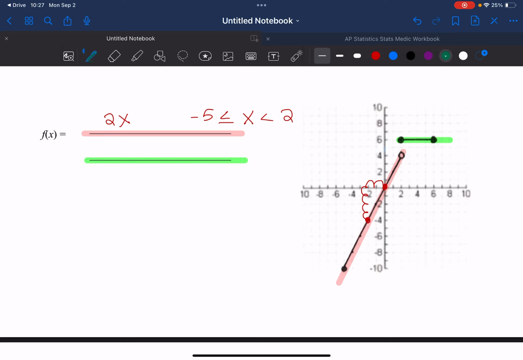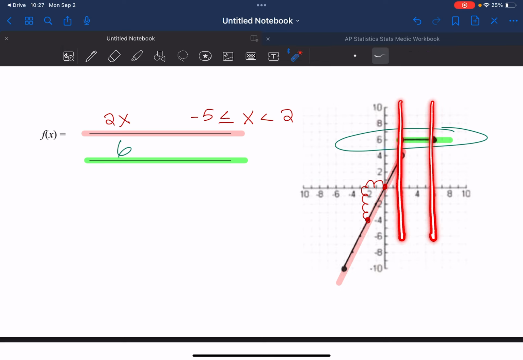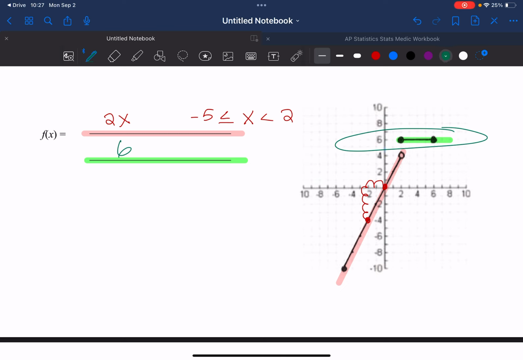And then this one right here is my constant function. It looks like a constant function at 6. And it's going to go from 2 to 6, both closed dots. So 2 less than or equal to x less than or equal to 6.